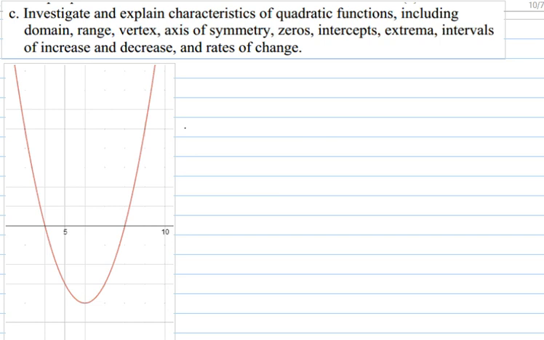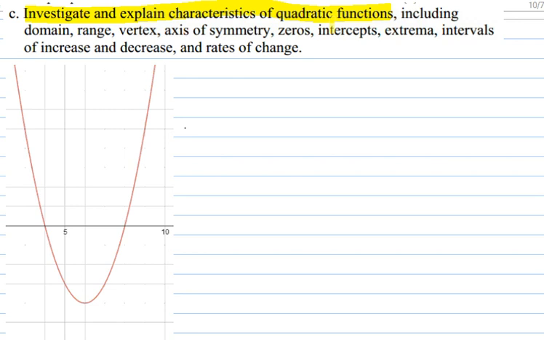So in this video we're going to be required to explain the characteristics of a quadratic function. This is right off the state standard. We're going to investigate and explain characteristics of a quadratic function. And the first one we're going to look at is the domain. Alright, so what is a domain? Domain is simply the possible x values.